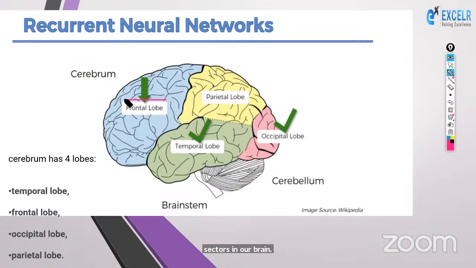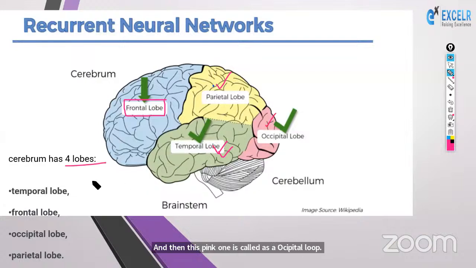This blue portion is called the frontal lobe. This green portion we are calling the temporal lobe. This yellow portion we are calling the parietal lobe. And this pink one is called the occipital lobe. So that means we have four lobes: temporal lobe, frontal lobe, occipital lobe, and parietal lobe.